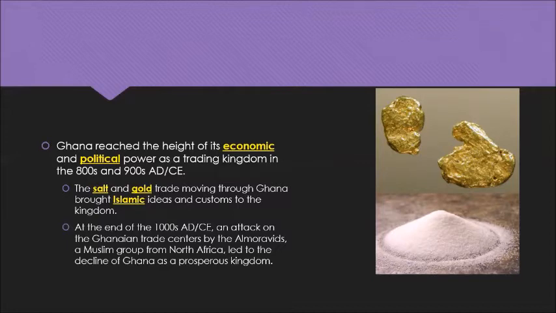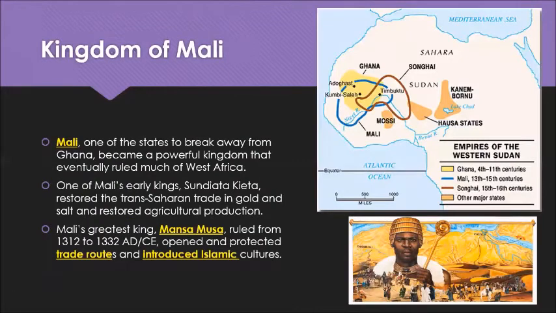So the Ghanaian trade centers of their empire are going to start being attacked by the Almoravids, which was a Muslim group in North Africa, and they would be picking away at it until the kingdom basically just falls apart, which is going to give rise to Mali. This was a breakaway from Ghana and would actually be greater in size than Ghana, typically is how we believe it laid out.